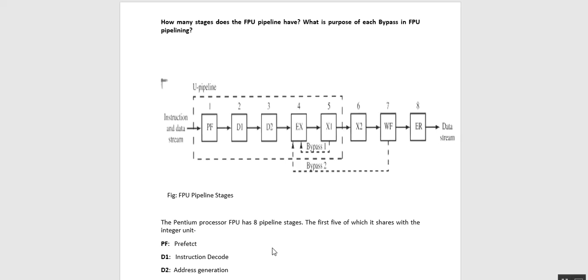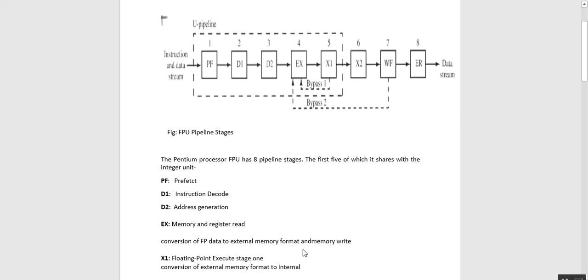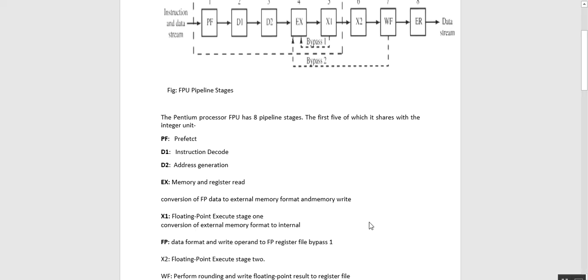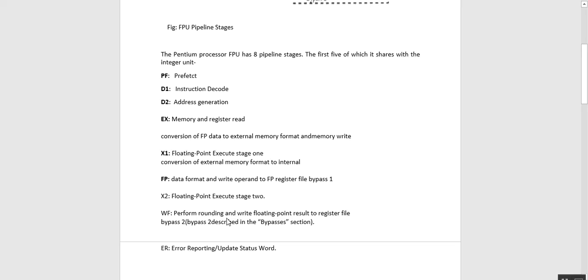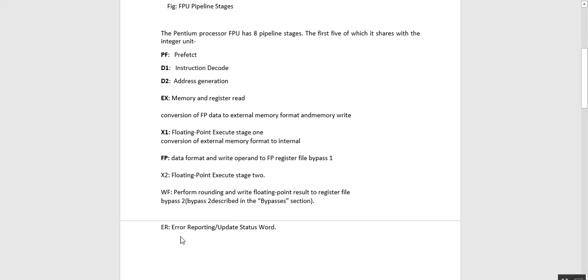Here the Pentium processor FPU has 8 pipeline stages: prefetch, instruction decode, address generation, EX, that is memory and register read, conversion of floating point data, then X1, like write back, floating point execute stage 1, conversion of external memory to the internal floating point data format and write operand to the FP register file, bypass 1. Next one is X2, floating point execute stage 2, WF performs rounding and writes the floating point result to the register file, bypass 2, and the last one is ER, error reporting, update status 1.